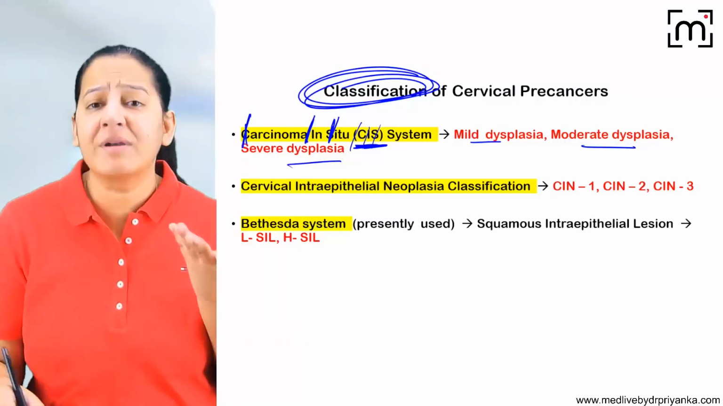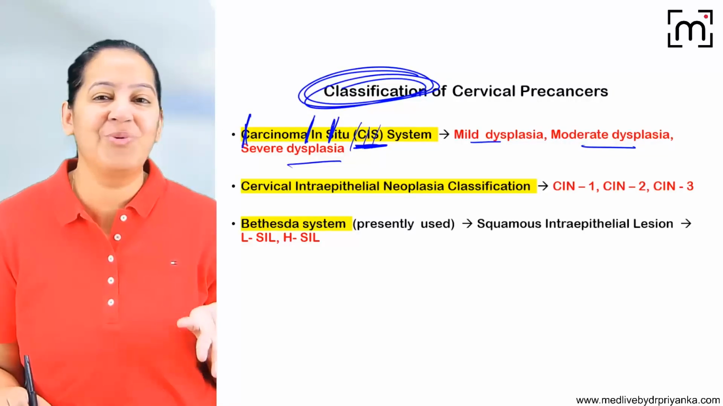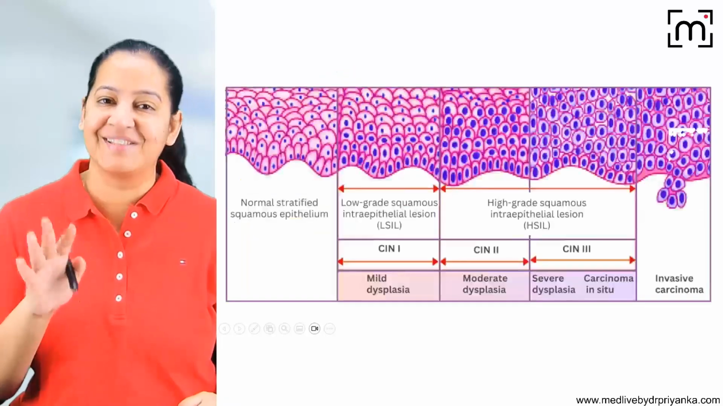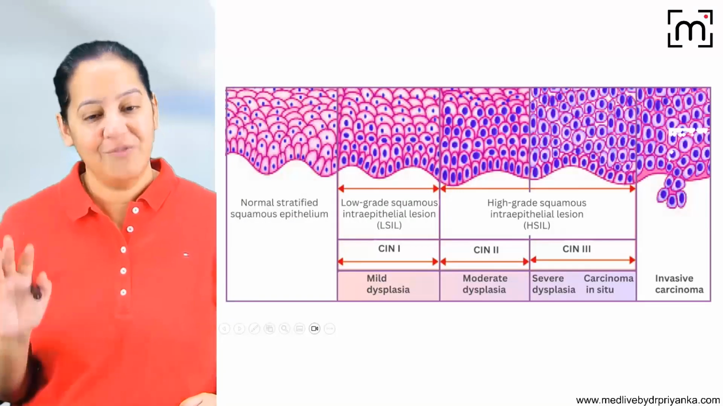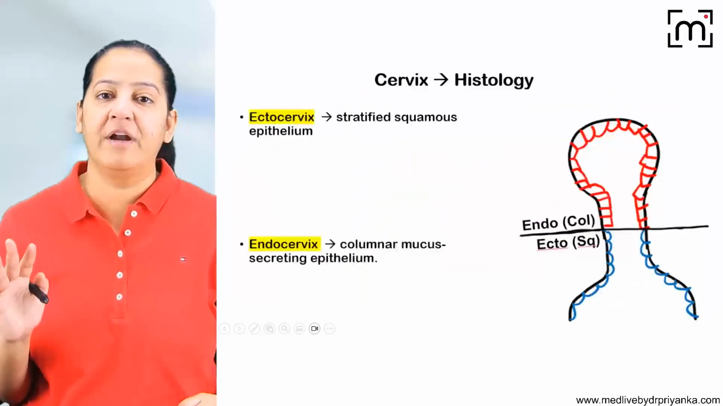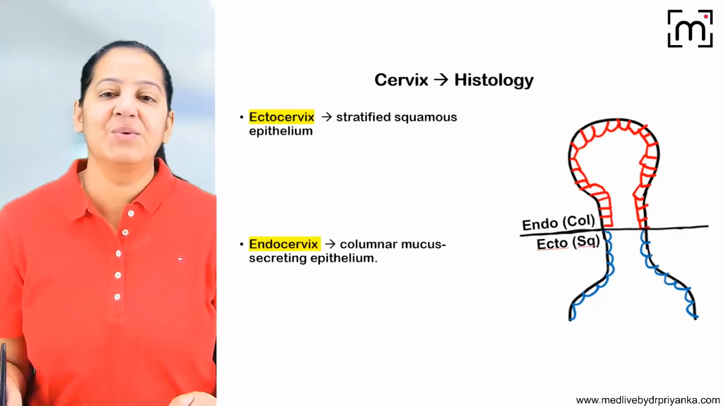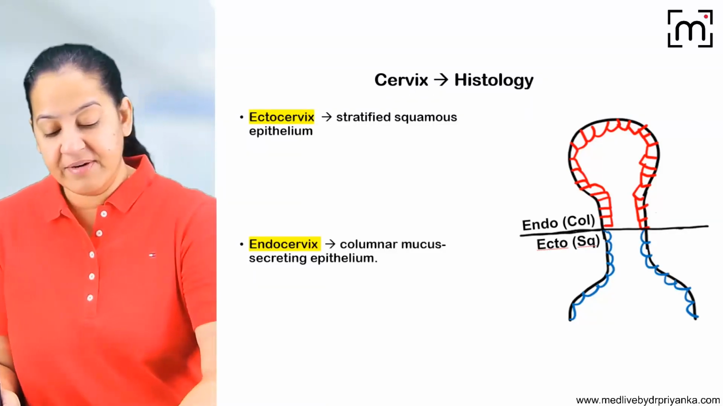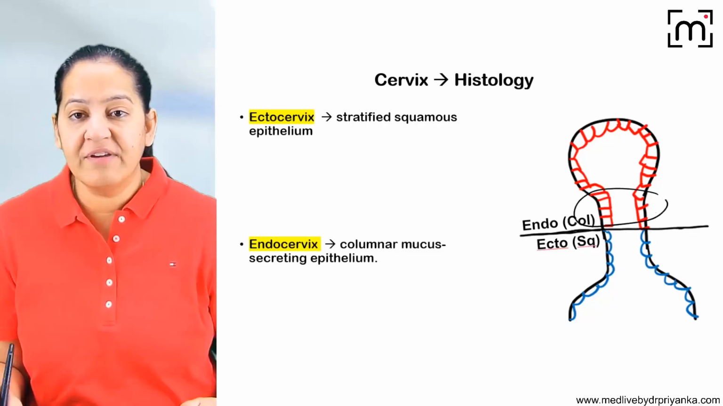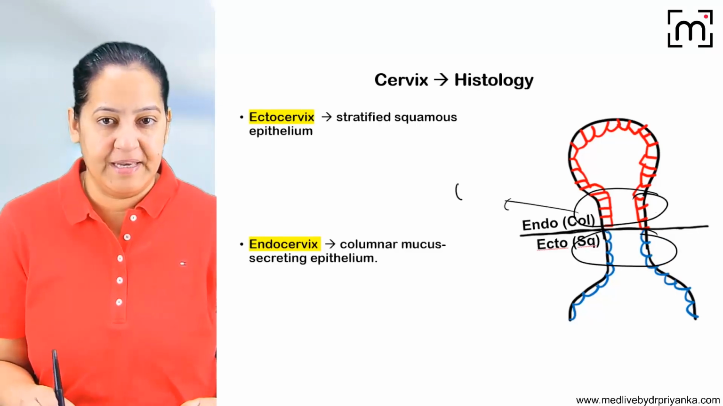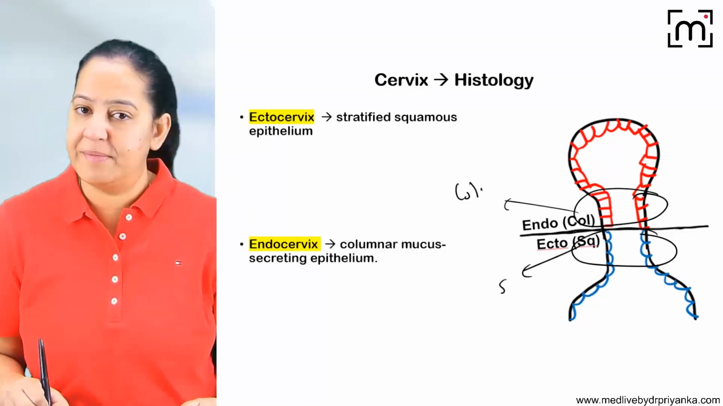You may be thinking, ma'am, what is dysplasia? Many students don't know what dysplasia means. So before understanding this, first, where are we talking about? We are talking about the cervix. Can you see this diagram? I have explained the cervix to you. You tell me what is the lining of the endocervix and what is the lining of the ectocervix? Endocervix is lined by columnar epithelium and ectocervix has squamous epithelium.